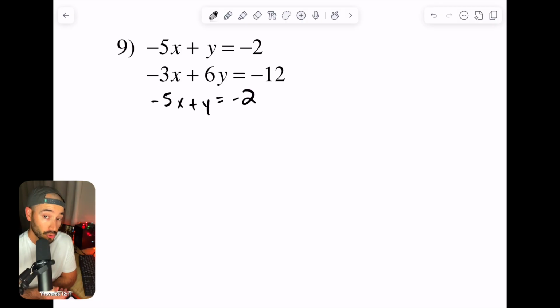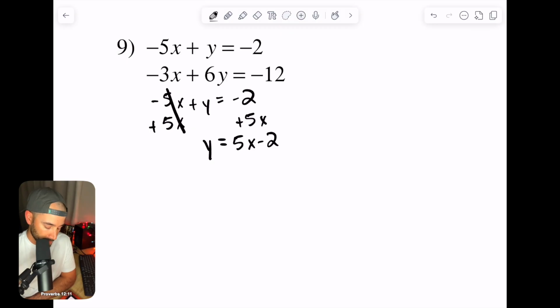So if we want y by itself, we need to get rid of negative 5x. So we're going to do the opposite. We are going to add 5x, and we're going to do that to both sides. So that will cancel on the left and leave us with y is equal to 5x minus 2. You can also write negative 2 plus 5x. It's the same thing. I just prefer to keep my x term first in front of the constant.